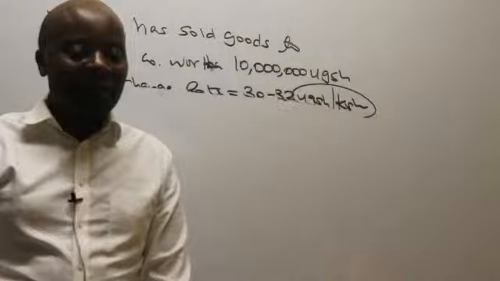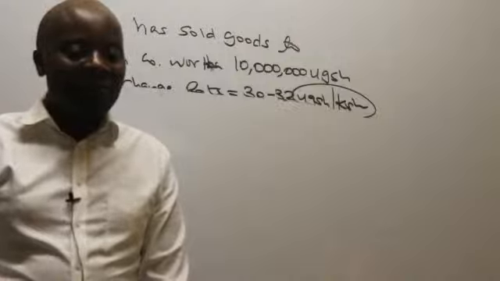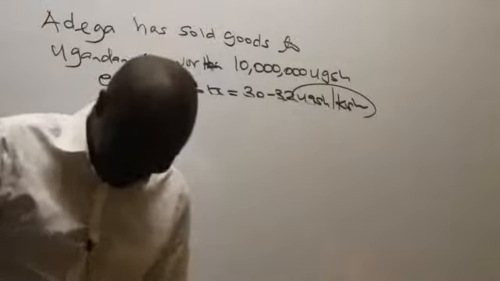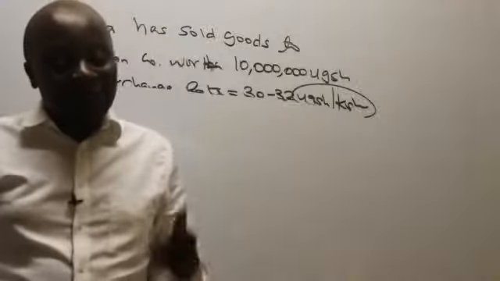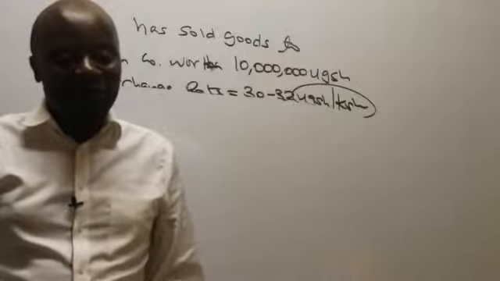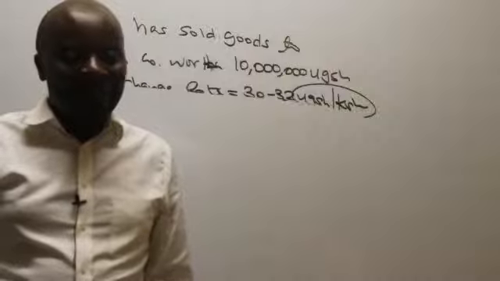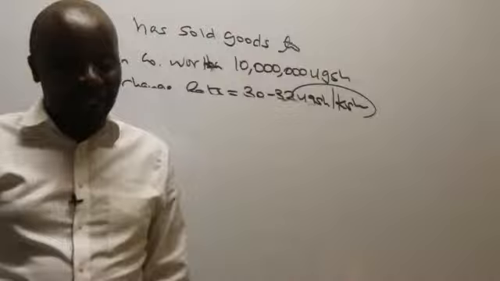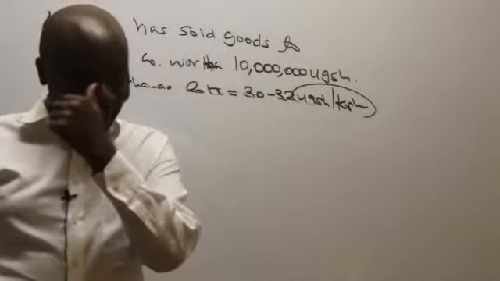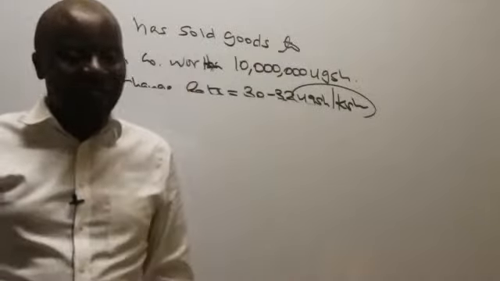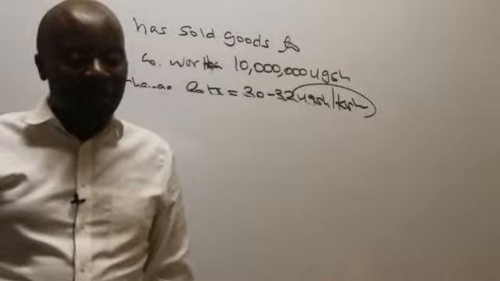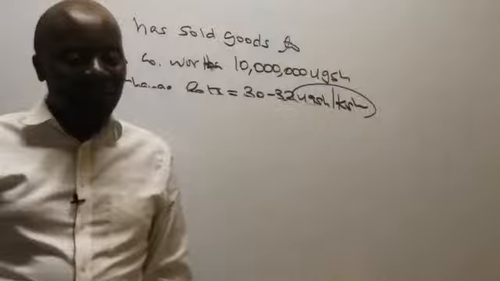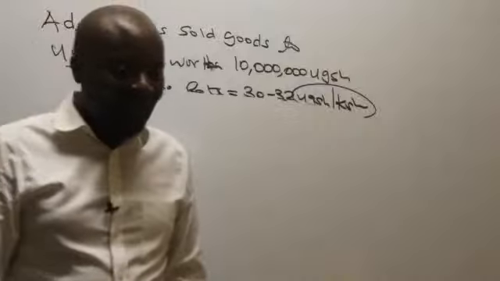So I'm waiting. You guys can even Google the approximate. You can Google. Birr, 2.36 Kenya shillings per birr. Okay.